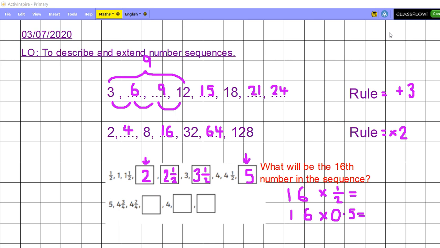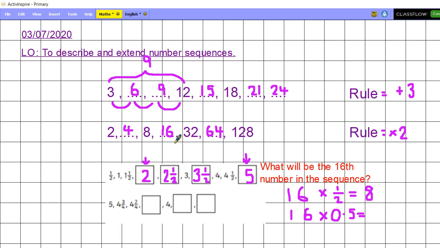Okay, so well done if you've worked out what 16 times a half is. Just to remind you, sometimes it's difficult when you picture it like this. So you know that a half is 0.5. So if you were doing a written calculation for this, if you couldn't visualise it, then we could do 16 times 0.5. And the answer would actually be 8. So what will be the 16th number in the sequence? The answer is 8.